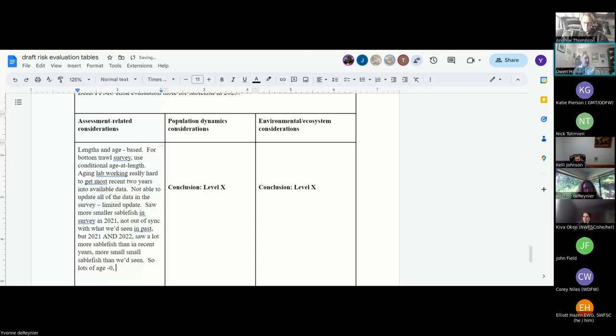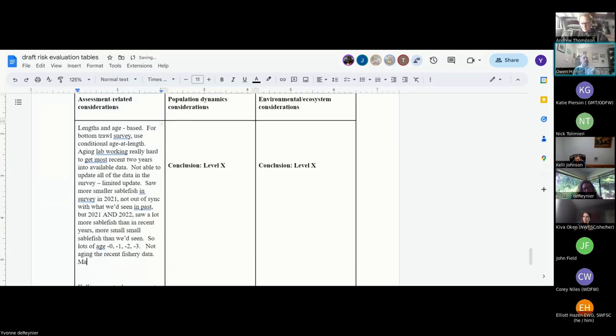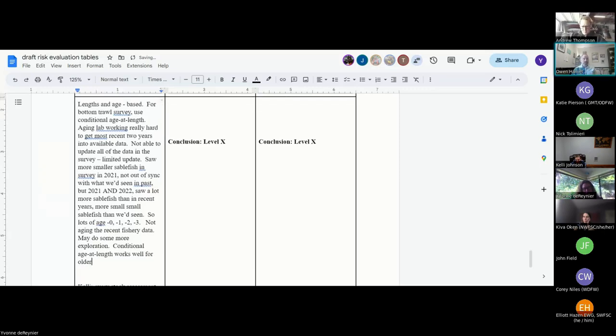As Kelly said, it's a limited update. We're not aging the recent fishery data, and we may do some more exploration because conditional age-at-length works really well for things like rockfish or for older fish that aren't growing as quickly, but for the young fish, where the timing of catch and variability in growth from year to year can cause conditional age-at-length to be not quite as informative, we might just use age data for these recent data. So there's going to be extra exploration, but it's also limited in terms of what we're looking at.